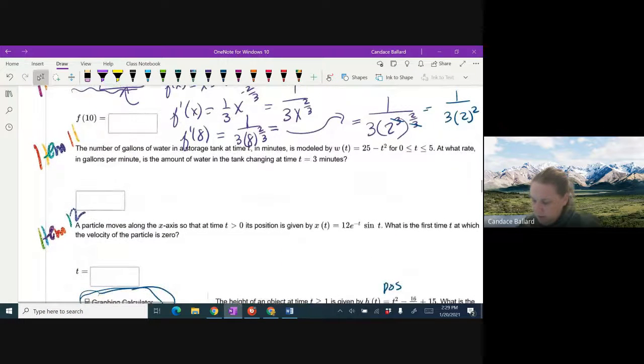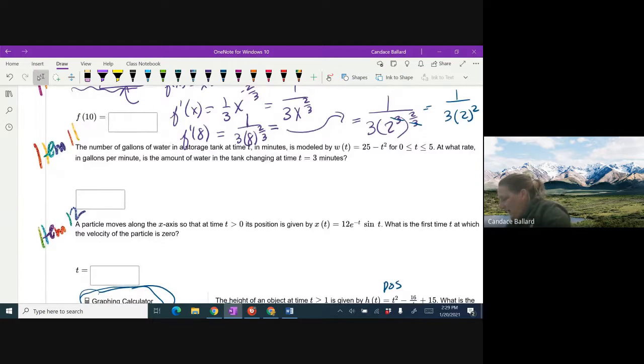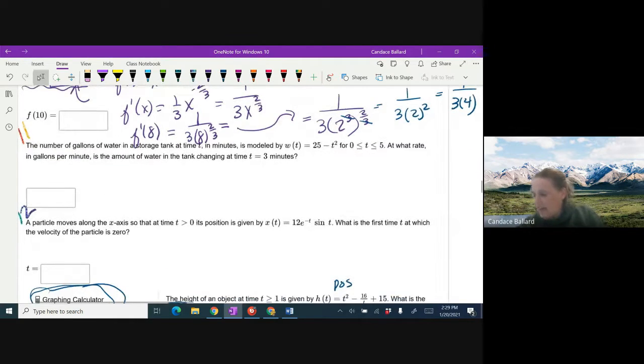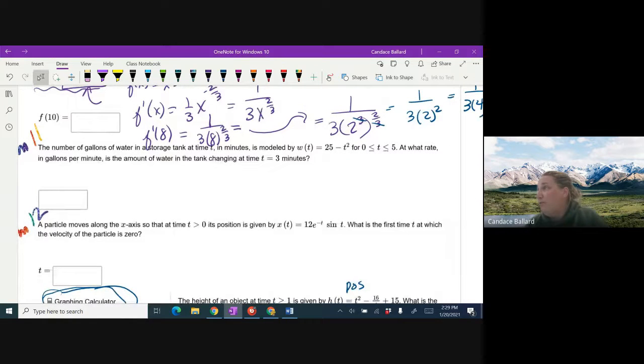There's 11. Okay, so we've got the number of gallons in the tank. I'm going to make sure I have my key in front of me here. Okay, so the number of gallons of water in a storage tank at time t in minutes is modeled by that function. That function doesn't look too bad, right? 25 minus t squared. At what rate, in gallons per minute, is the amount of water in the tank changing at time t equals 3 minutes? Okay, so this one, I can see why we didn't ask about it, because it's probably not that difficult.